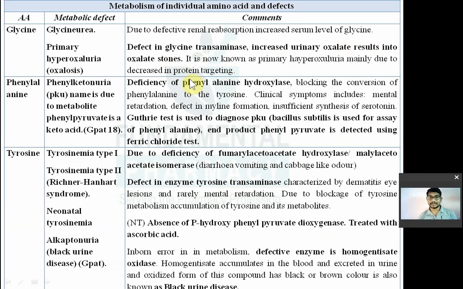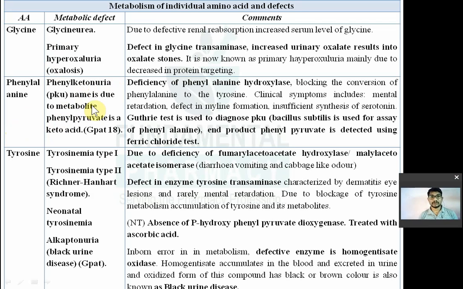Phenylketonuria is due to the defect in one of the following amino acid metabolism. So phenylalanine, and the deficiency of which enzyme? That is deficiency of phenylalanine hydroxylase enzyme. Remember, the Guthrie test is used to diagnose phenylketonuria. In that, Bacillus subtilis is used for the assay of phenylalanine.